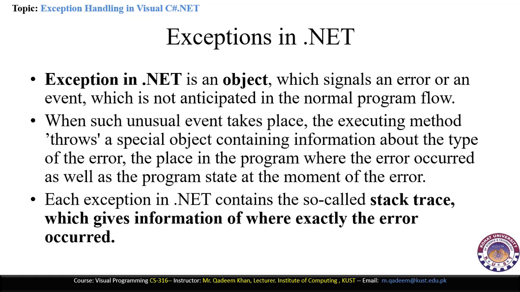So when such unusual events take place, then the exception method throws a special object which contains information about the different types of errors. The errors are traced in the program where that program contains certain errors, and then these errors are displayed on the screen, which contains different information about the exceptions. So the exception in .NET contains the so-called stack trace. The stack trace is the error message which contains all sorts of information, and gives us information about exactly what error has occurred.